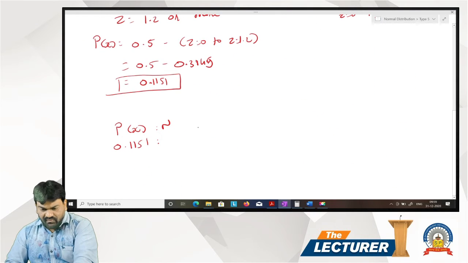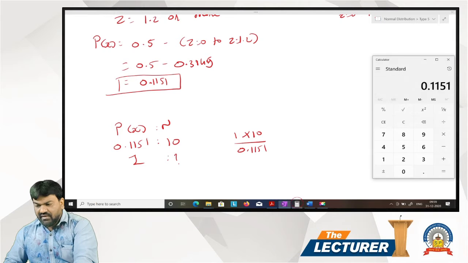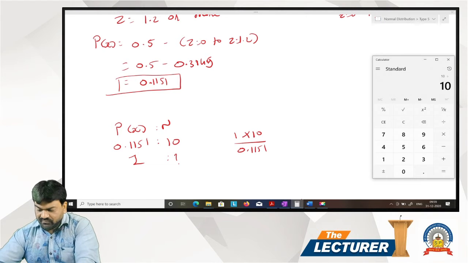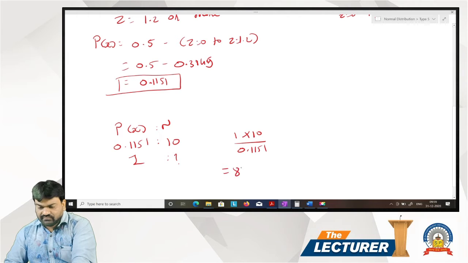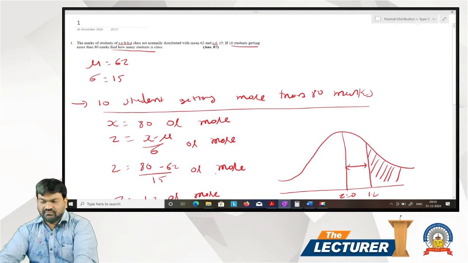When the probability is 0.1151, how many students are there? 10 students. So when the probability is 1, how many students will there be? Because the total probability is 1, it is 1 multiplied by 10 divided by 0.1151. So 10 divided by 0.1151 is 86.88, that means 87. Total there are 87 students in the class.